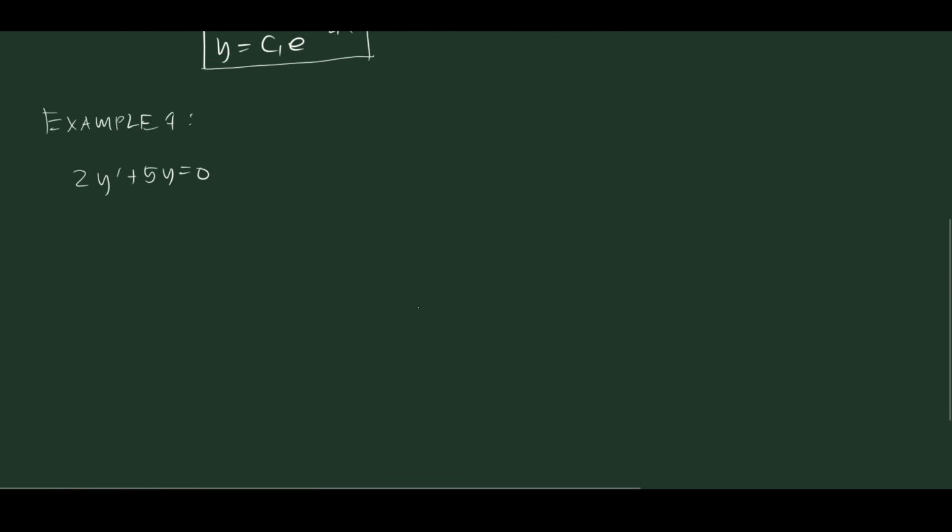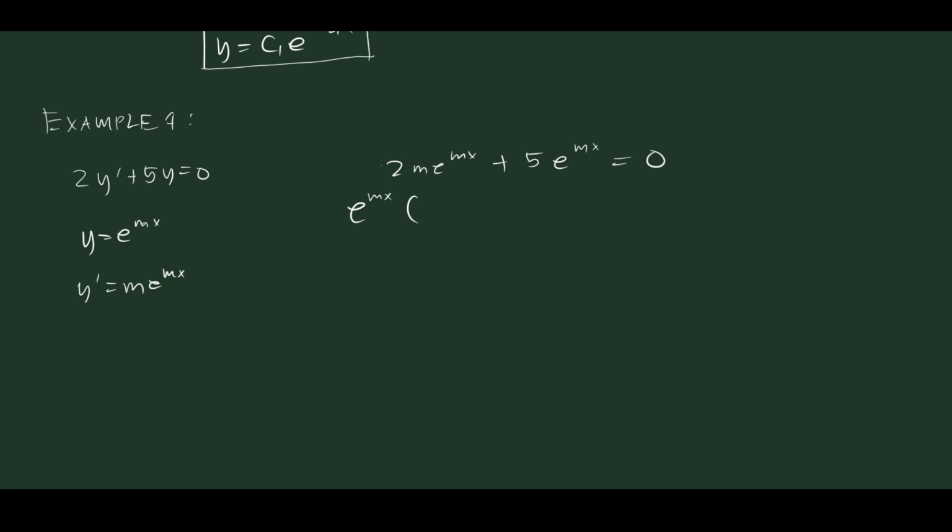Let's apply it to an example. We have here example 1. Actually, we only have one example for this. We know that the general form of our solution is y is equal to e raised to mx, so let's substitute it into our original equation. And y prime again is equal to m times e raised to mx. So 2 multiplied by m e raised to mx plus 5 times e raised to mx is equal to 0. If we factor out e raised to mx, you will get 2m plus 5 is equal to 0.